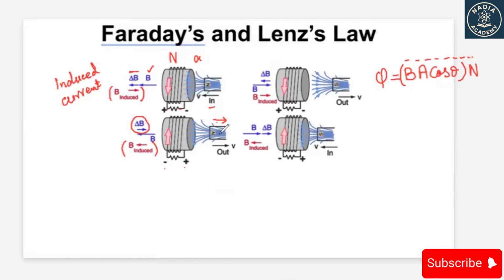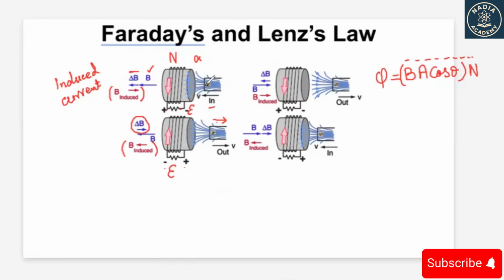Or in other words, you can see that our induced voltage, which we can call epsilon or E, in this coil has a change in polarity. That change in polarity depends on the motion of this permanent magnet.